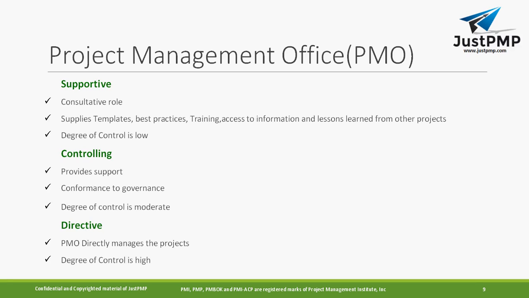Directive. The PMO directly manages the project. So they are wholly responsible for managing a project. The degree of control is very high because they are responsible for delivery of projects, and they can take resources onto a different project. They make sure that the projects which fall under them are executed and provide a successful result. So here they are accountable for those things. So the degree of control is very high on those projects. So for different organizations, different types of PMO can exist based on their culture and organization structure: supportive, controlling, and directive.